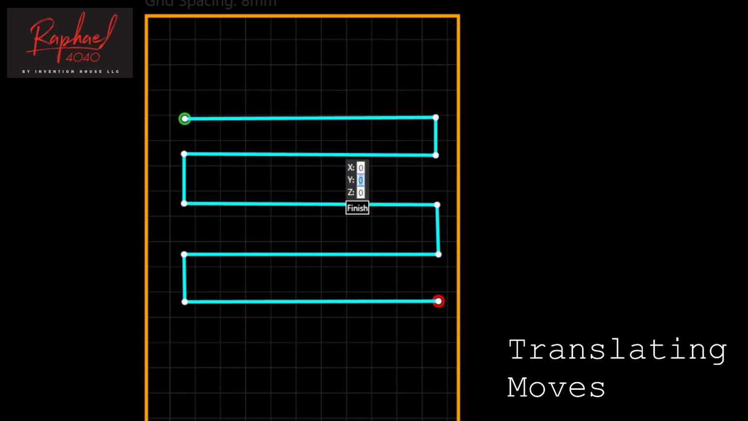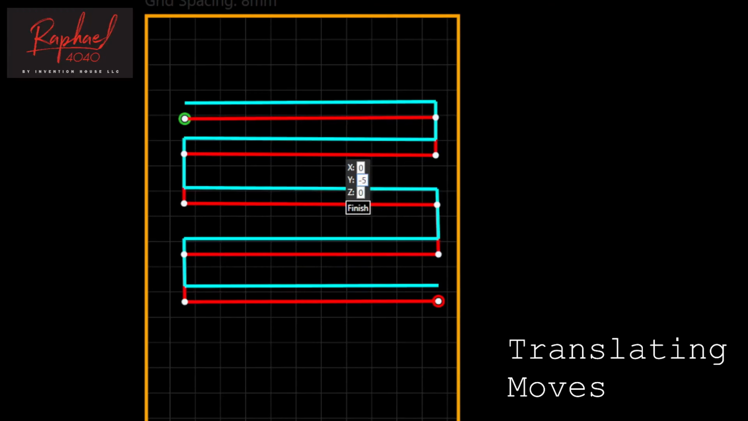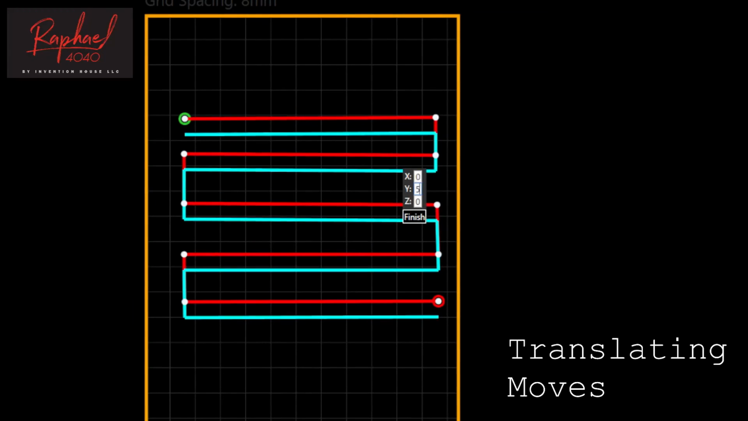The Y value adjusts the moves back and forward. Entering a -5 will adjust the move 5 millimeters back. A +5 will adjust the move 5 millimeters forward.